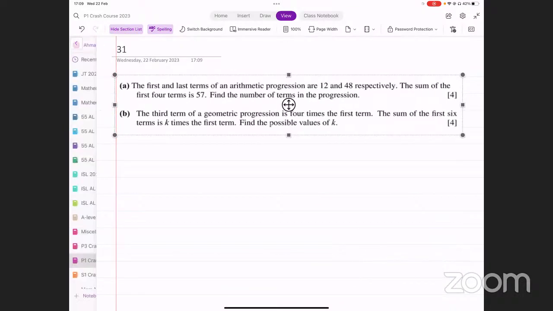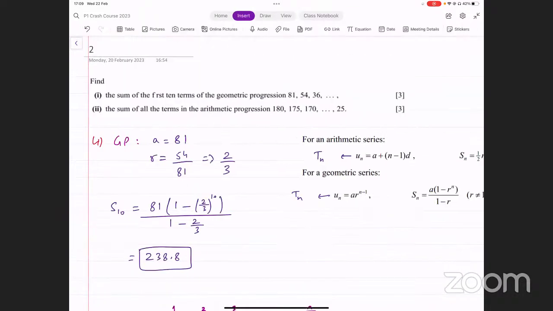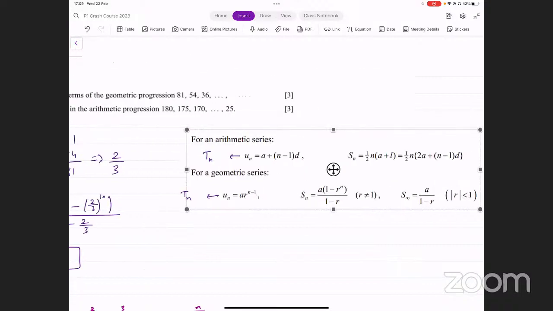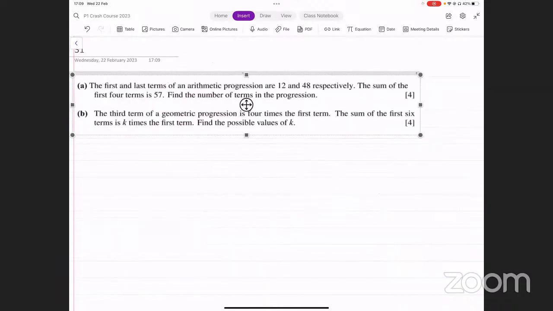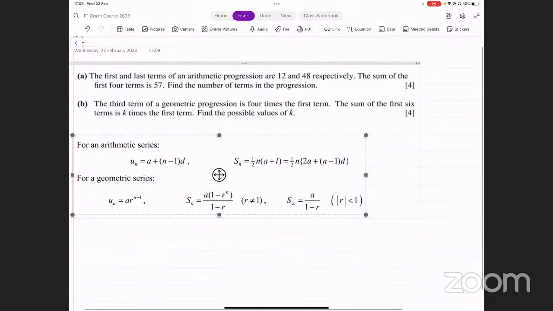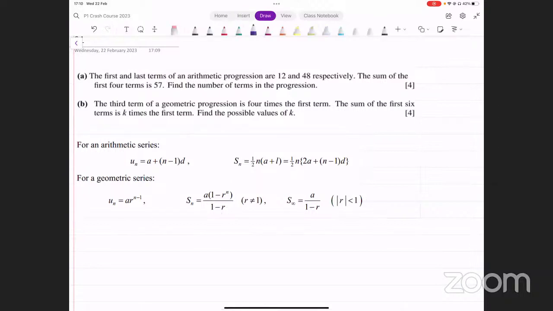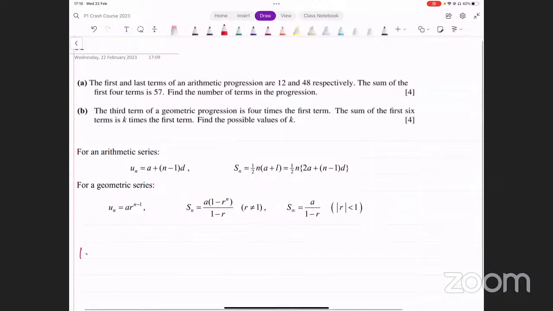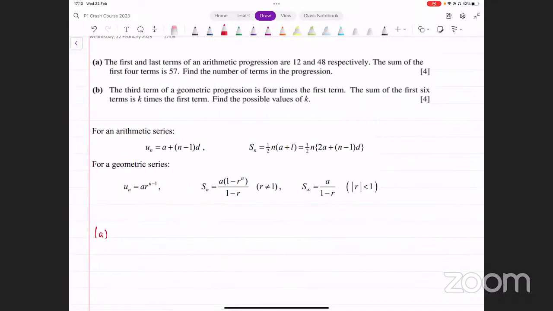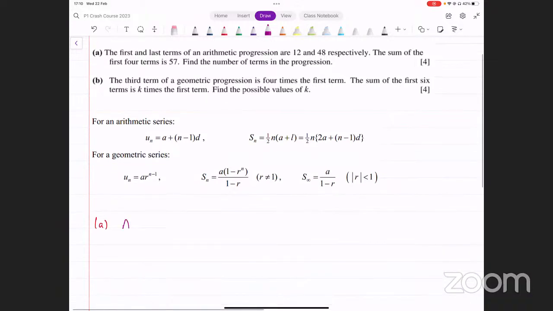All right, again, if we want, we can copy the formulas here as well. It will make things easier. These are the formulas. Just copy them here. All right, so what are we supposed to do here? In the first part, it says, the first and last terms of an AP are 12 and 48 respectively. So the first and last terms are of an AP. So we're talking about an arithmetic progression here.